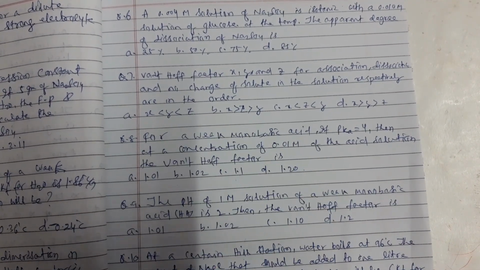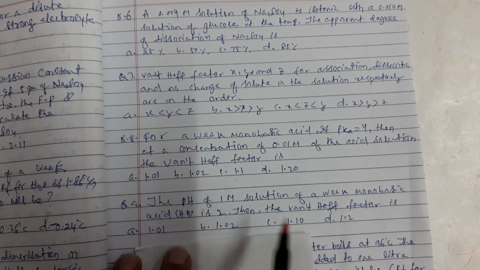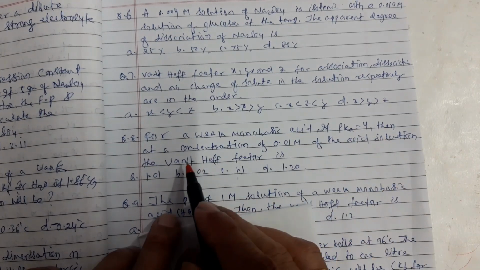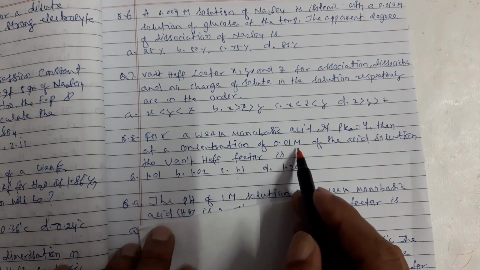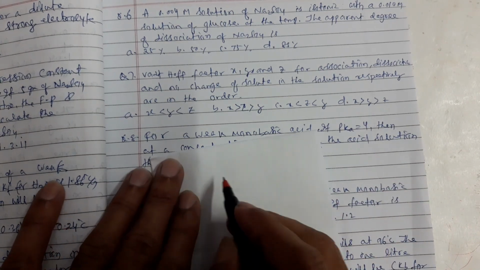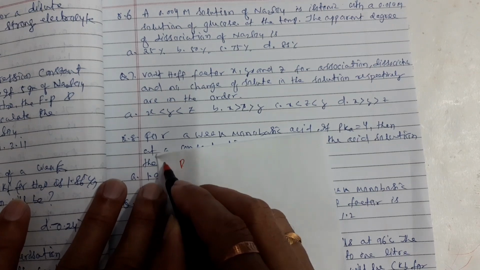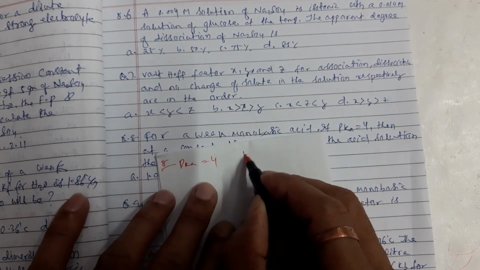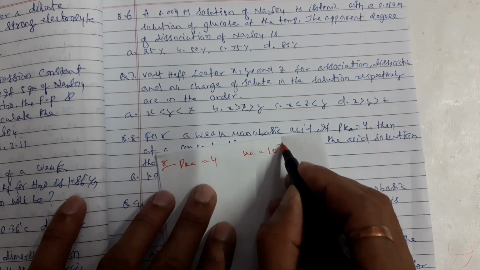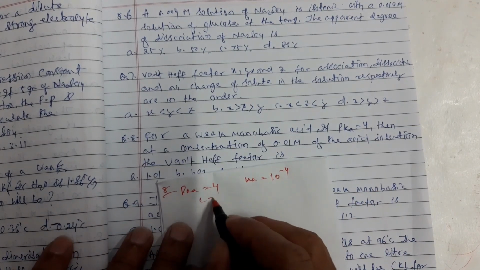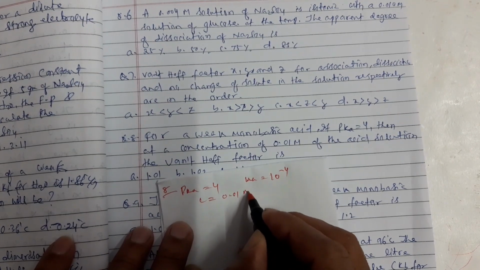Next question. See question number 8. For a weak monobasic acid, if pKa value is 4, then at the concentration of 0.01 molar of the acid solution, the Van't Hoff factor is what? You see pKa value. Question number 8. pKa value is 4. Then what is Ka value? Ka value is 10 to the minus 4. Okay. And concentration is given 0.01 molar.